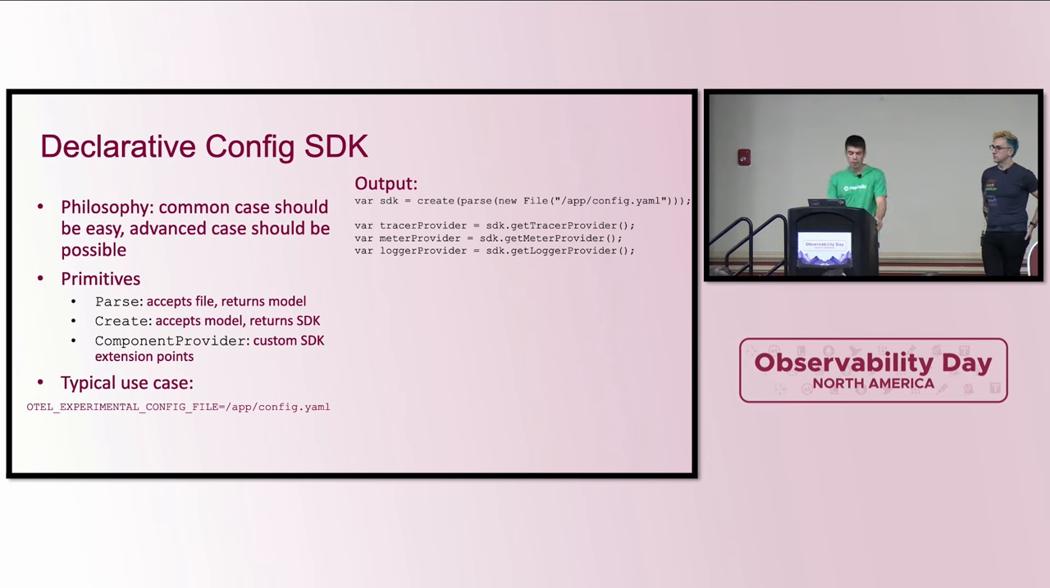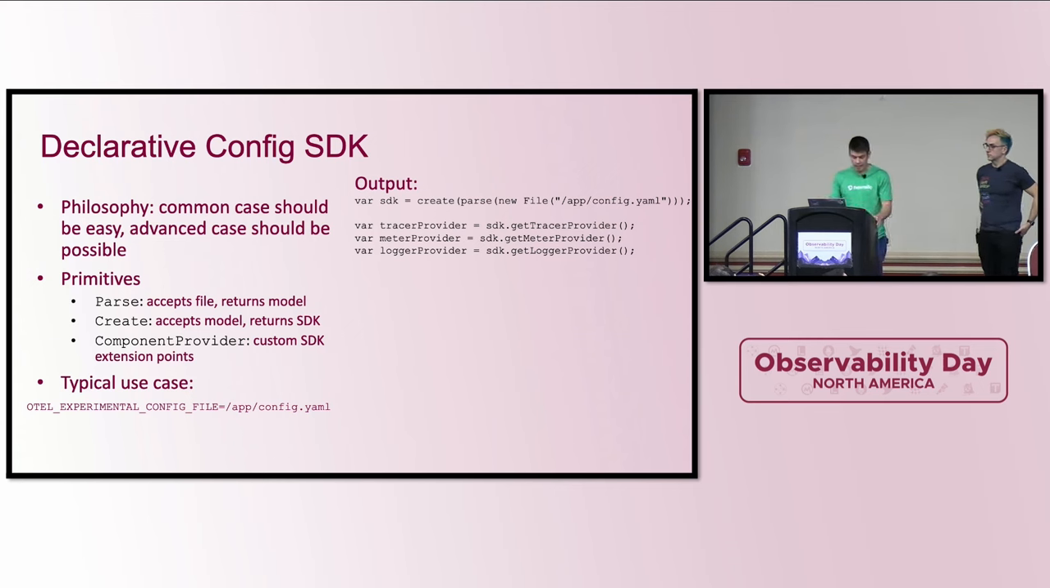First, we have the parse operation. This accepts a reference to a config file and is responsible for validating its contents, performing environment variable substitution, and returning an in-memory config model. Next, we have create. This accepts an in-memory config model and interprets its contents to call the corresponding programmatic configuration interface and returns SDK components.